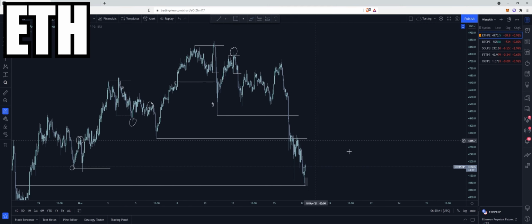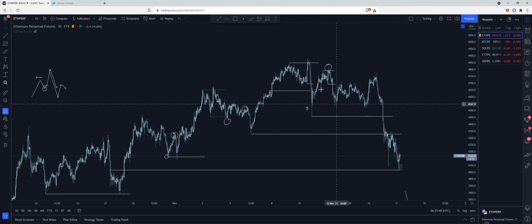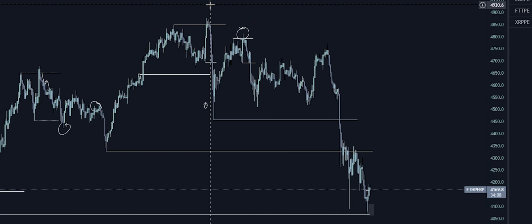ETH is a similar story here. So I am in a scalp long, but I'll go over that in just a sec. But you can see that the structure has flipped bearish. So we swept out this level here, breaking below the low that was responsible for taking that high.